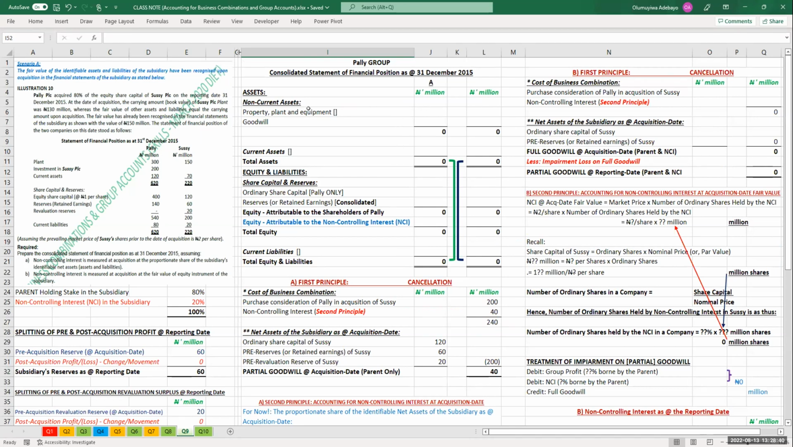And therefore, when we produce our account, PPE automatically will be 300 plus 150. Goodwill, we can link that, 40. Current assets is 120 and 70. Let me turn on the spotlight.